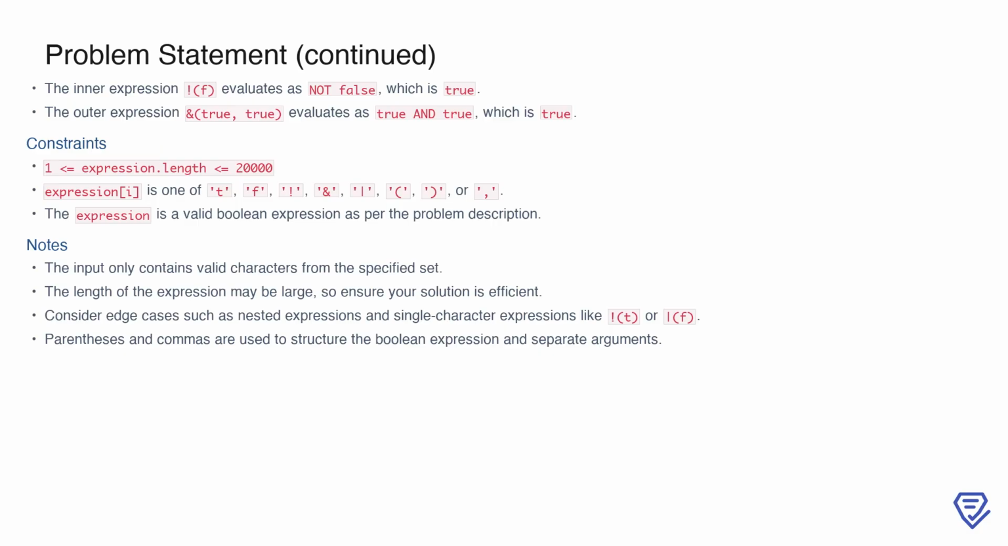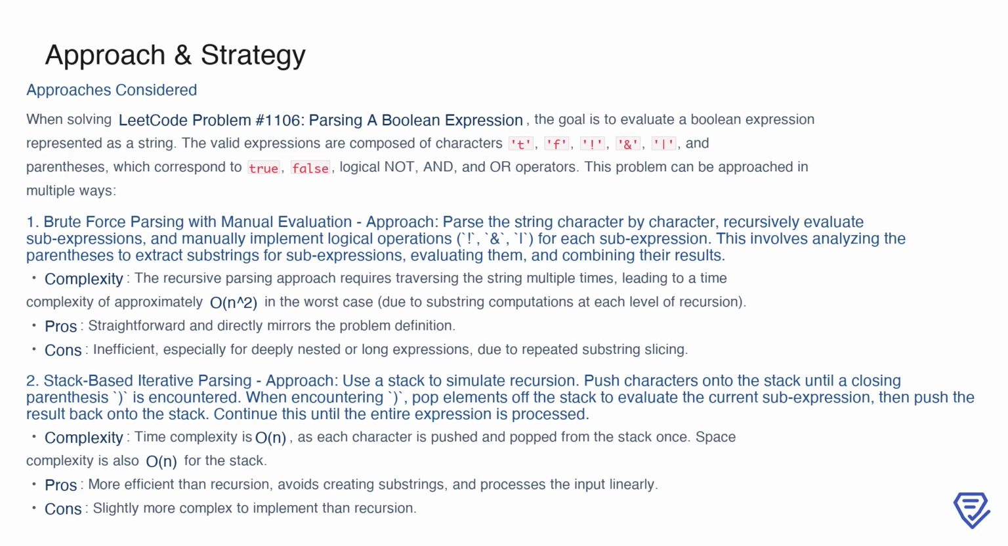minimal inputs like t. When approaching LeetCode problem number 1106, the task centers around evaluating a Boolean expression represented as a string. The expressions include constants like t and f for true and false, operators like exclamation point, ampersand, and pipe, as well as parentheses for grouping.